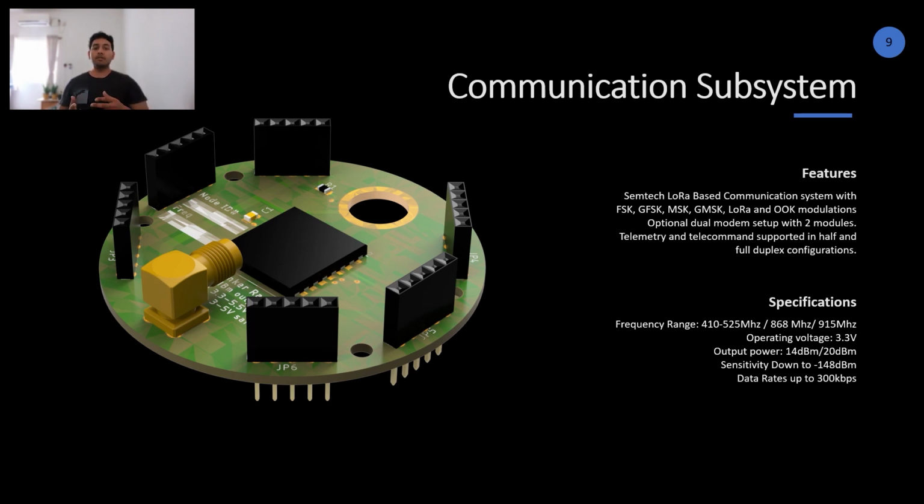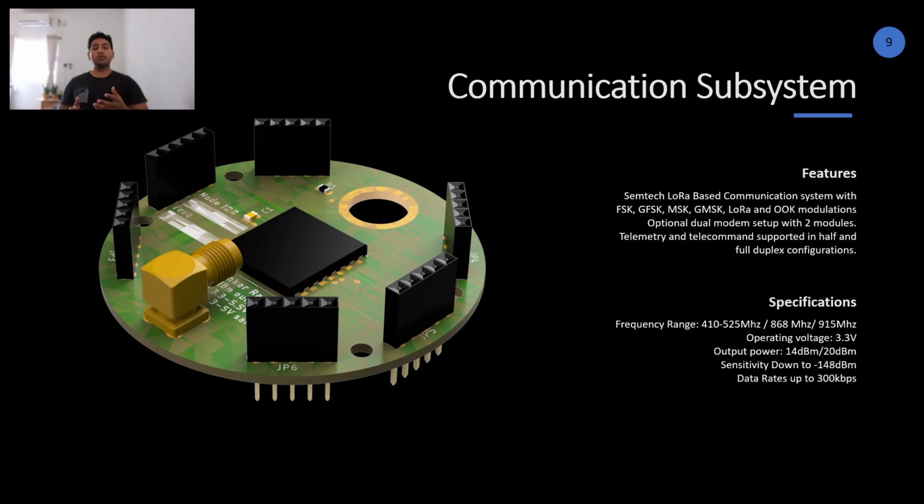Now the frequencies available on this module range from 410 to 525. You have 868 megahertz, you have 915 megahertz. These frequencies can be programmed using the code. You can change between a few frequencies, but usually you have a center frequency of 433 or 868. One of the modules lets you move all the way from 410 to 525, but it's advisable to stay within the center frequency of 433 because the antenna is designed for that. But the antenna can also be changed as per your requirement.